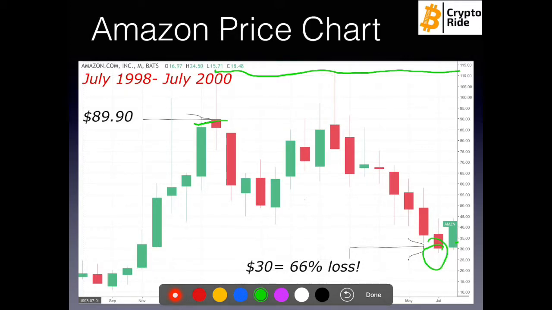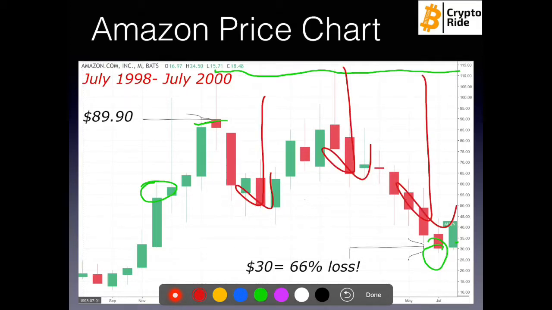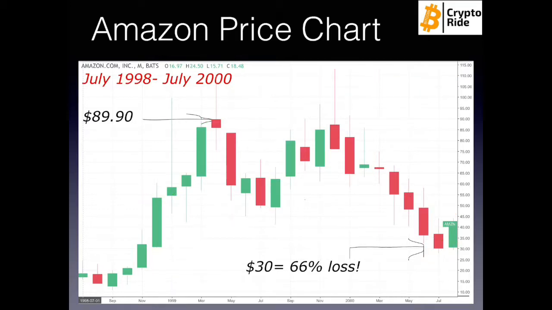Could you imagine if you were an early holder of Amazon and you bought in, let's say, around here, and you watched it rise above 90, you got really excited and you held on to it, and then you watched it go down and down and down? You'd be freaking out a lot by the time it hit $33. And that's exactly what a lot of the people that hold Bitcoin are doing or feeling right now.